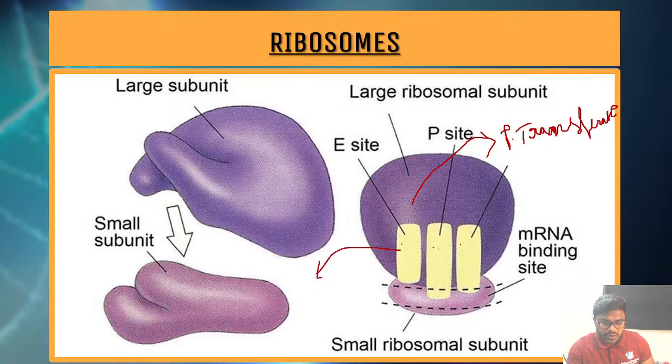P site is what? The most important site where the peptide bond is getting formed. And friends, what is A site? A site is the area where the amino acid with the tRNA will come and associate.